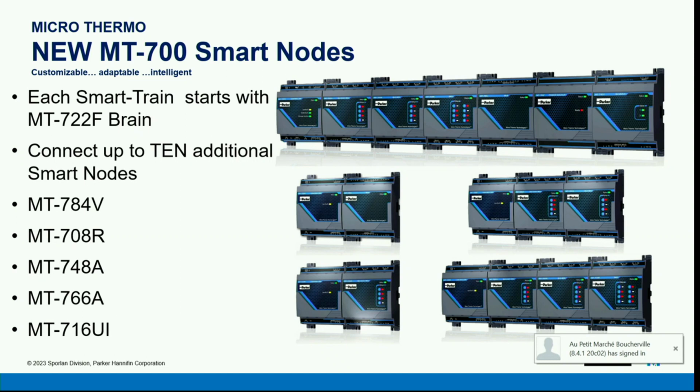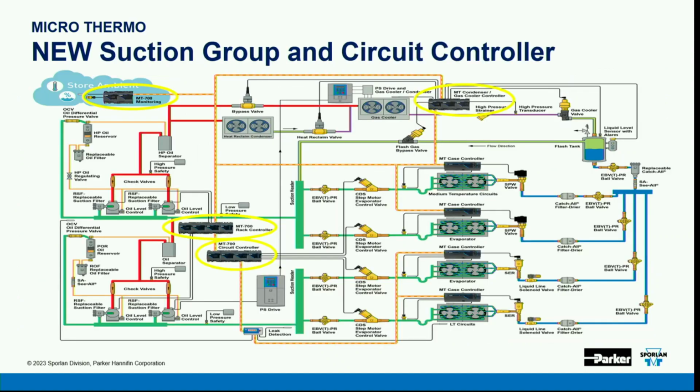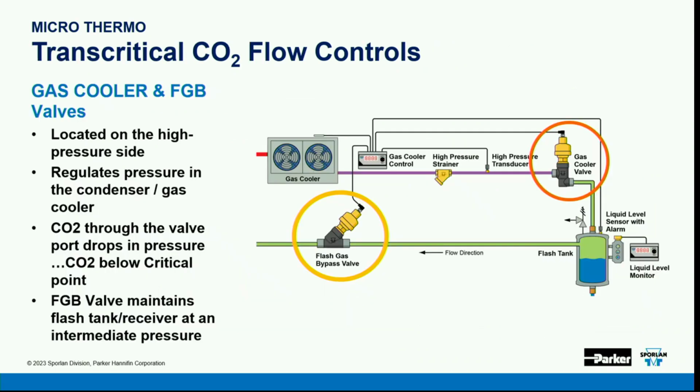Now, I drop one time, press the service pin one time, and I've just brought that entire train online and sent all the configuration parameters to that. So less hardware, less cost, less time to get the store started up. So where can they be used? Rack controllers, circuit controllers, gas cooler controllers, and case controllers.